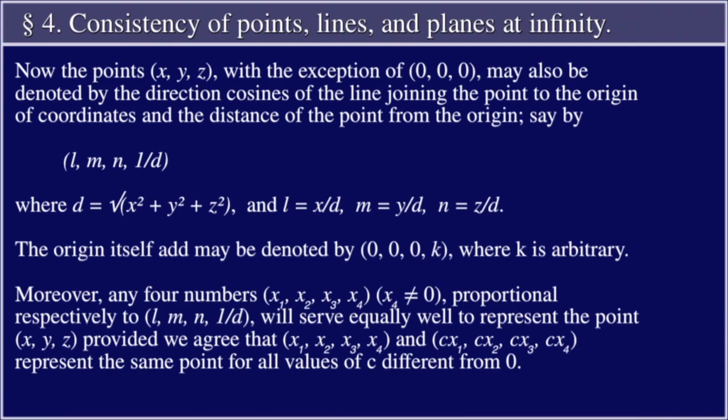Moreover, any 4 numbers, x1, x2, x3, x4, with x4 not equal to 0, proportional respectively to L, M, N, 1/d, will serve equally well to represent the point x, y, z, provided we agree that x1, x2, x3, x4, and cx1, cx2, cx3, cx4 represent the same point for all values of c different from 0.